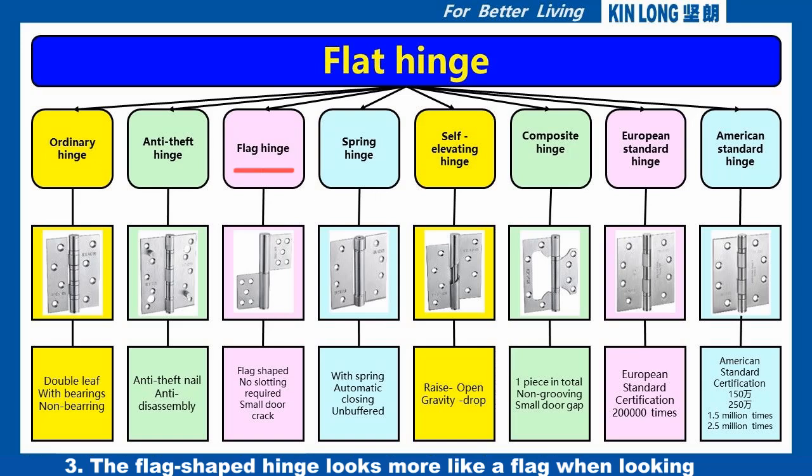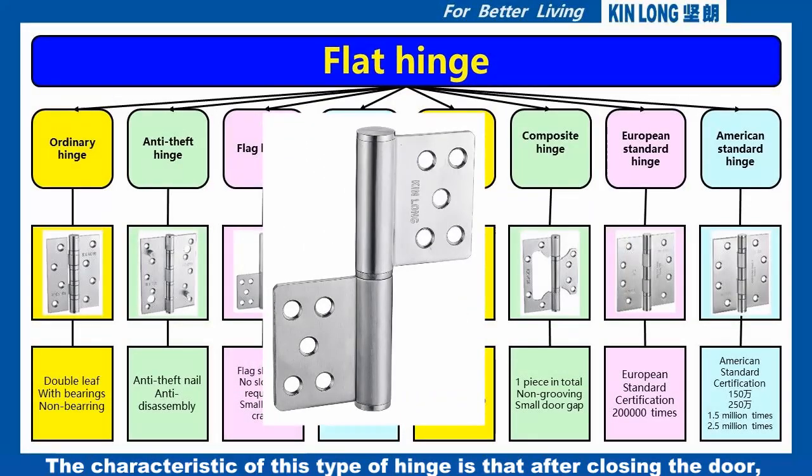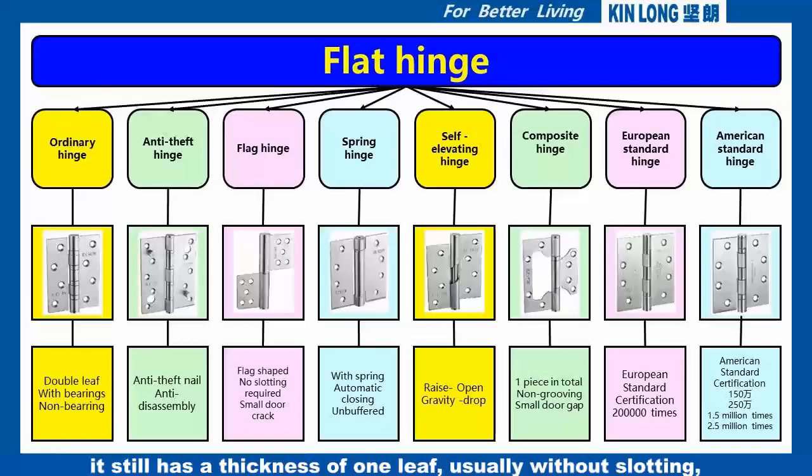3. The flag-shaped hinge looks more like a flag when looking at the leaf and shaft alone, so it is called a flag-shaped hinge. Mainly used in steel doors or fire doors. The characteristic of this type of hinge is that after closing the door, it still has a thickness of 1 leaf, usually without slotting, and the 2 leaves of the hinge can be disassembled, which is convenient for installation, maintenance, replacement, and emergency response.